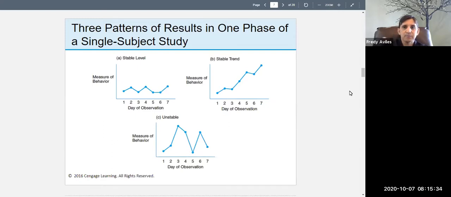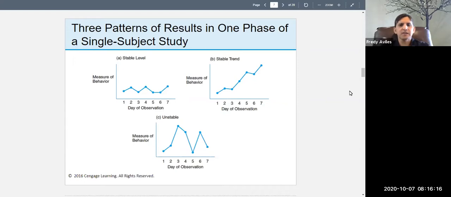So we have stable level, stable trend, and then we have data that is unstable. The one at the bottom there in the middle, C, shows instability. You can see the points go up, and then they come down a lot, and then it goes up a lot and down. That's what we mean by unstable. There's a lot of variation. Not a little bit of variation, a lot. It's not consistent, okay? It's not level. It doesn't appear to be a trend. It's kind of all over the place. That's what we mean by unstable.